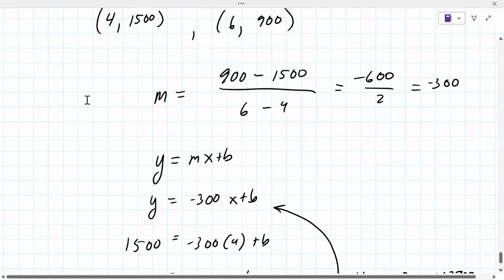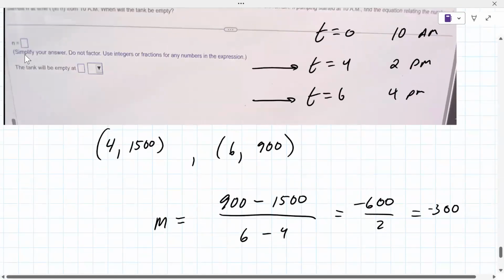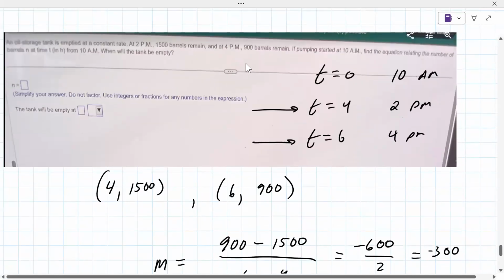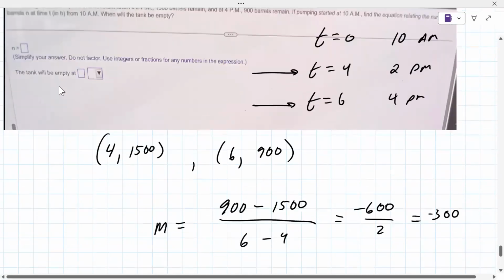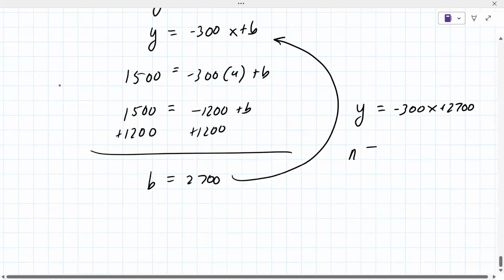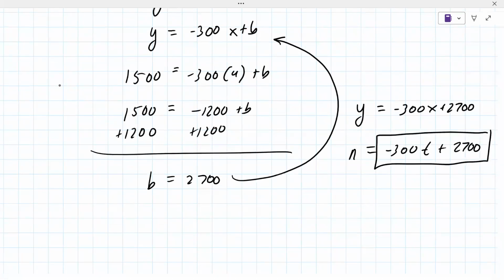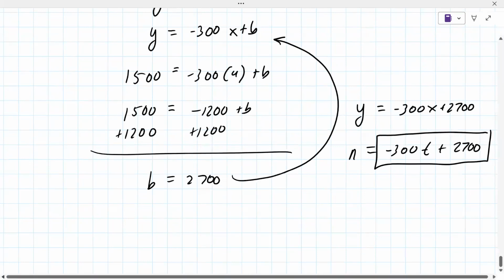And the problem is, we're not using x. They're using n equals, and they want it in terms of t, not x. So your equation is n equals minus 300t plus 2,700. That's your answer there.